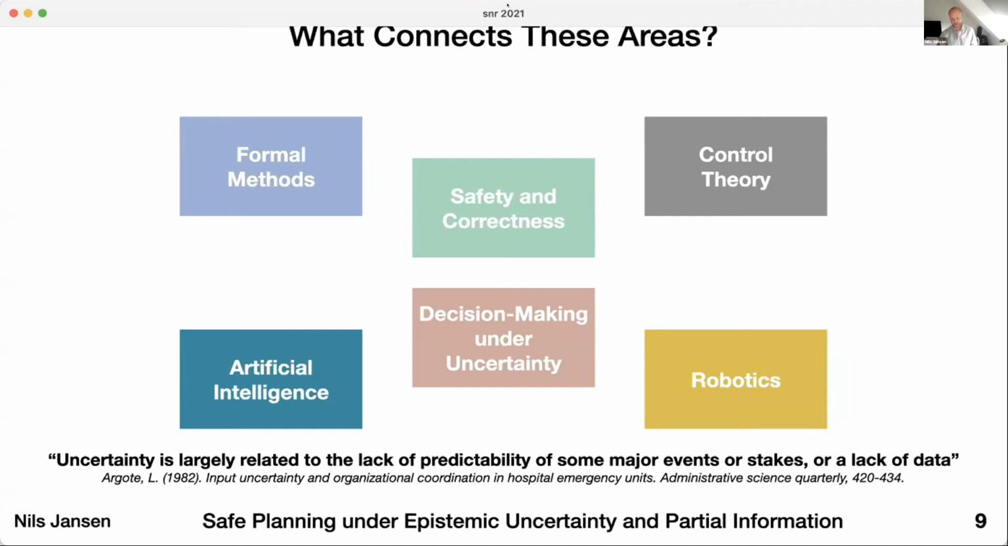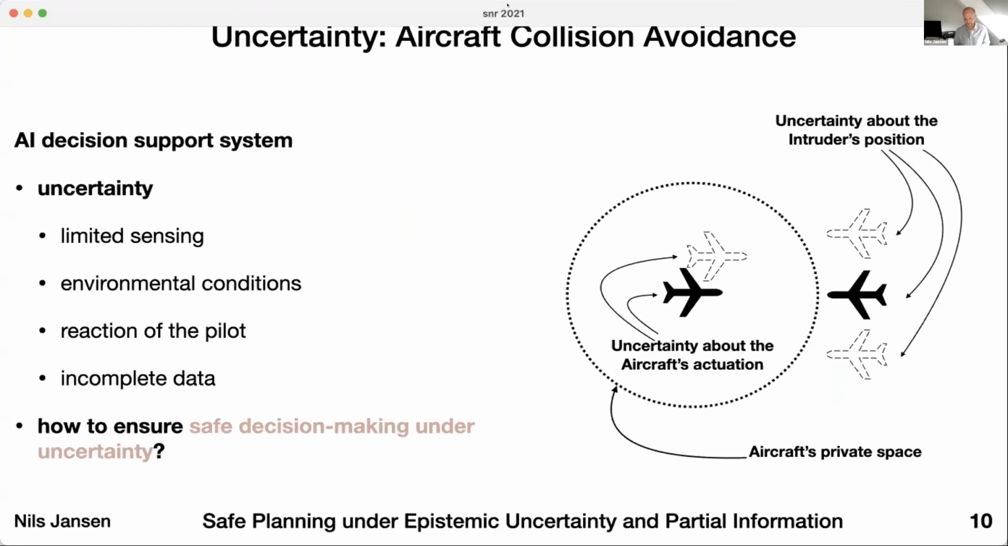And let's make this a bit more concrete. So uncertainty in this aircraft collision avoidance example. What is uncertainty? In the sense we have limited sensing. There may be environmental conditions like, for instance, wind. The reaction time of the pilot may be slow, and the decision support system should take this into account. And we may just have incomplete data because we cannot send all the data. We may not know anything. So the question is now a bit more refined.